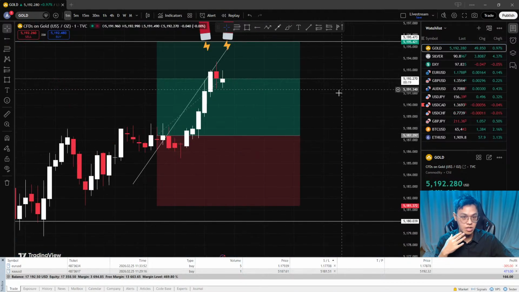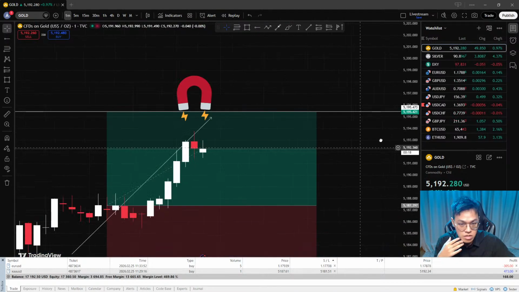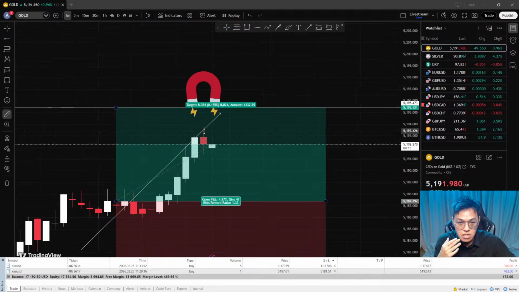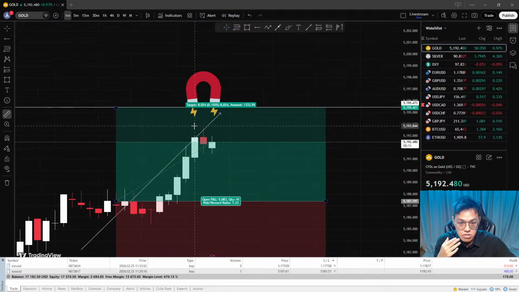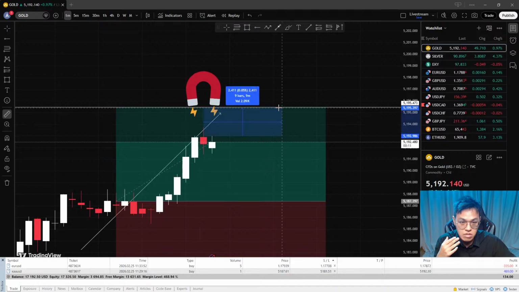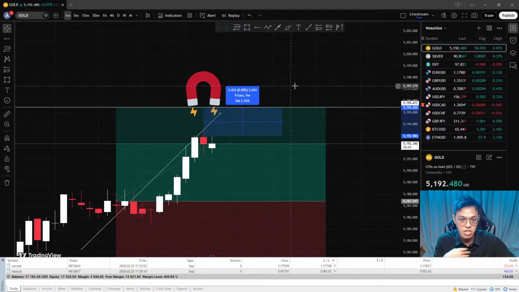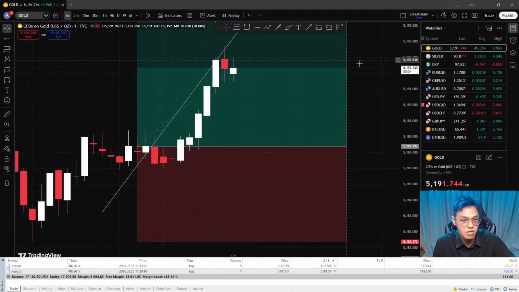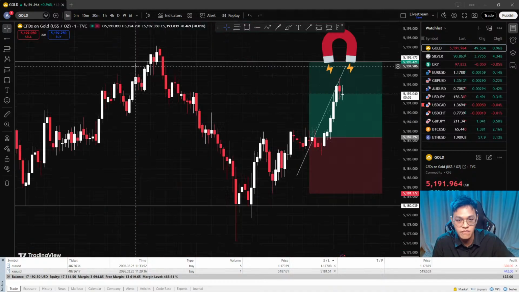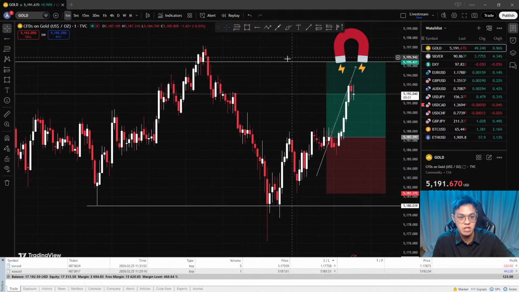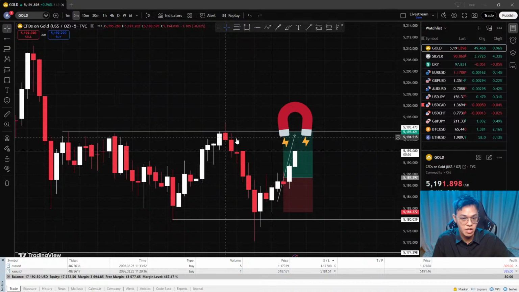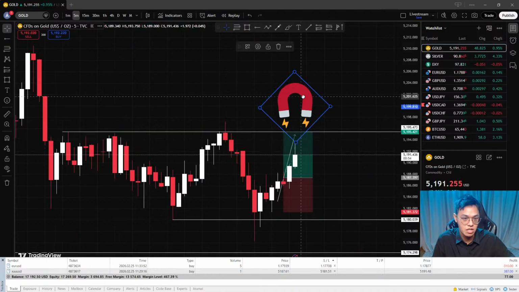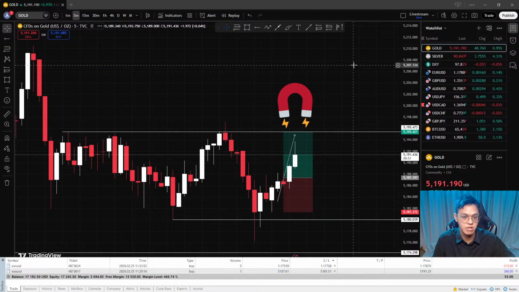So okay, there's still 24 pips to hit my first TP, or the resistance level. So there's a 5 minute resistance level. Okay, another 24 pips.